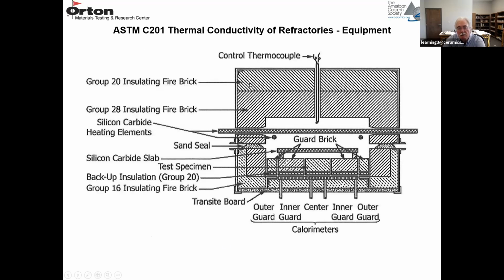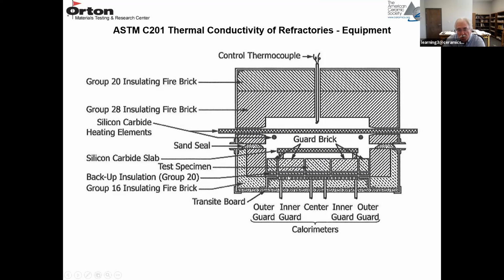So the whole arrangement cross section looks something like this. You have your furnace that's basically surrounding the sample on the sides and the top. You have heating elements over the sample. Here's your sample sitting down here, your 3 larger bricks, and then your 2 half bricks for the guards. The test specimen is right in the middle.